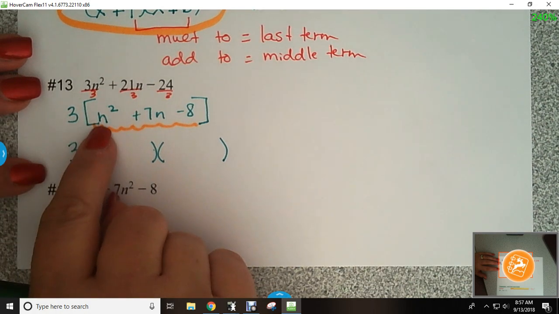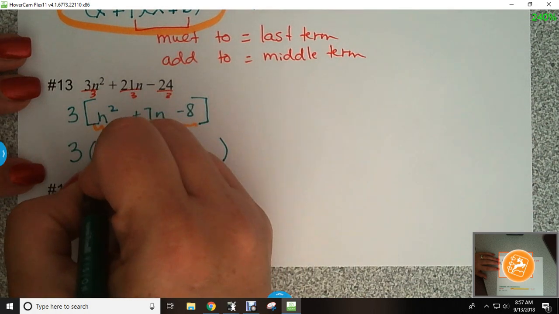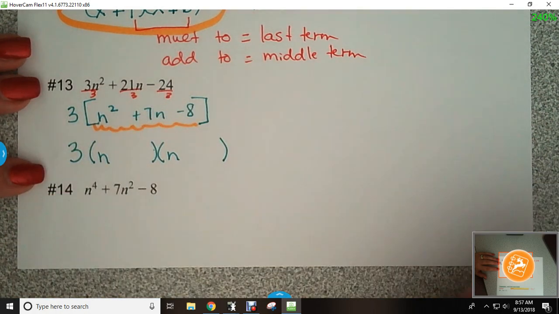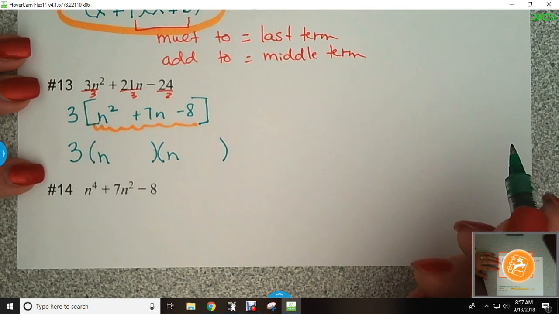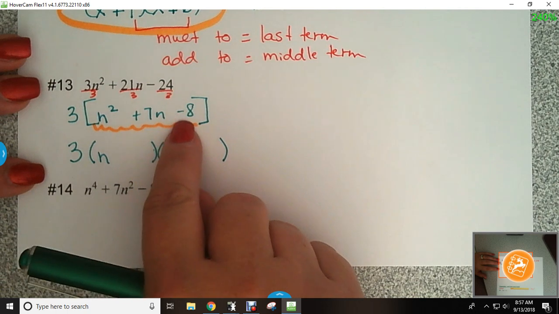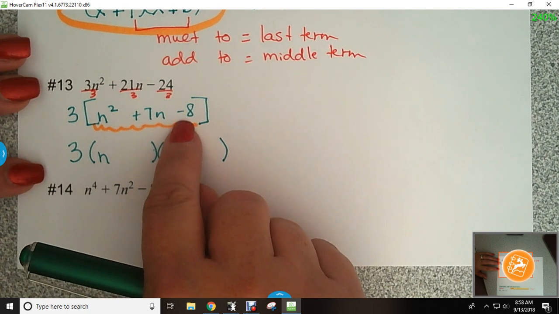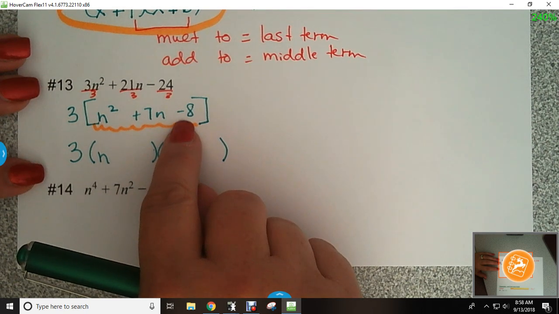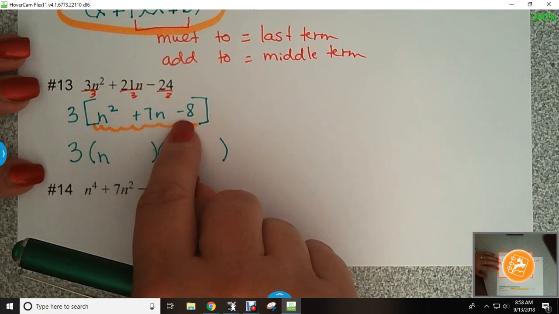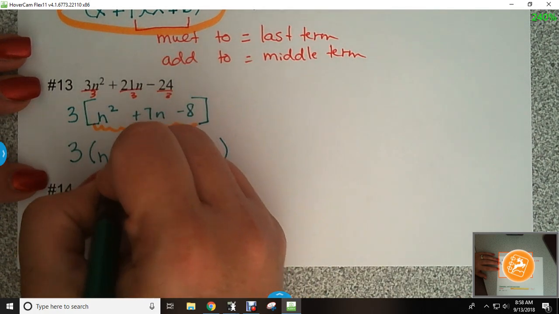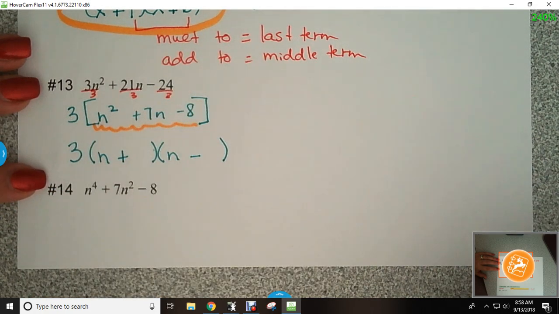To multiply and get n squared, I'm going to multiply n times n. Now I've got to decide about my signs. This is negative. That tells me my signs are going to be opposite. One of them is going to be positive, one of them is going to be negative. So I'm going to put a positive and a negative.